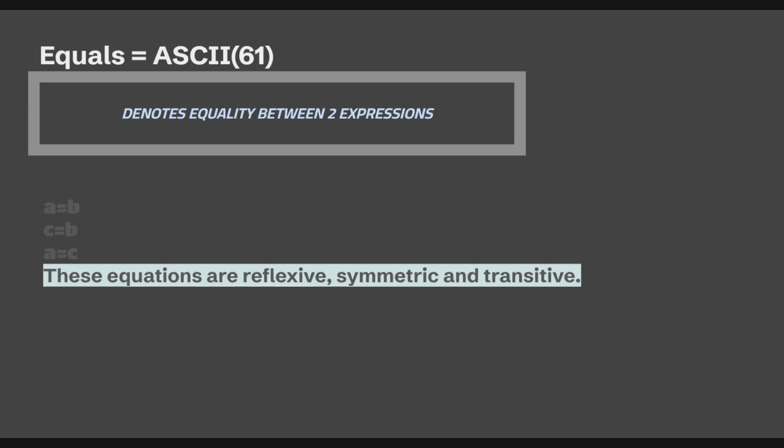The equal symbol denotes equality between two expressions. For example, if a equals b and b equals c, then a equals c. These equations are reflexive, symmetric, and transitive.